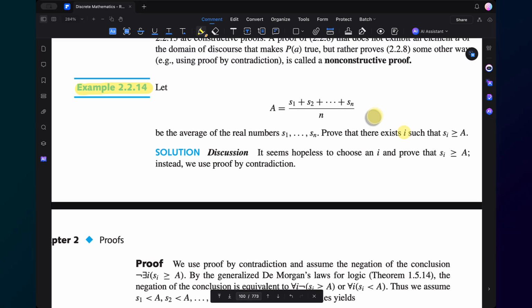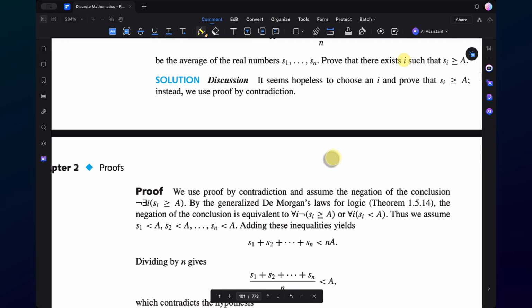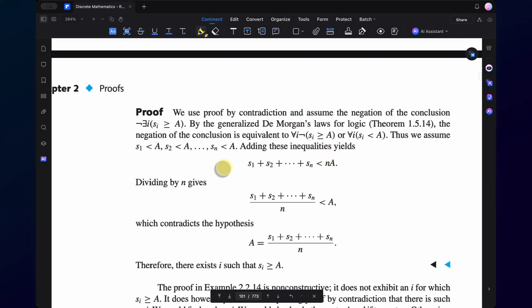Okay, so you really can't get your handle on it to do it directly. So this one, I think, screams out proof by contradiction, right? I mean, to me it does. I would say, well, okay, if we're trying to prove that there exists an i such that Si is greater than or equal to A, why don't we just assume the opposite of that? Let's assume they're all less than A. Well, if they're all less than A, let's see what that means.